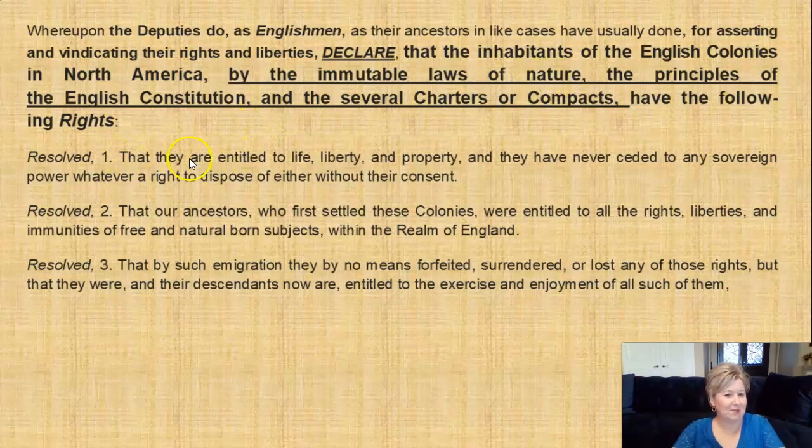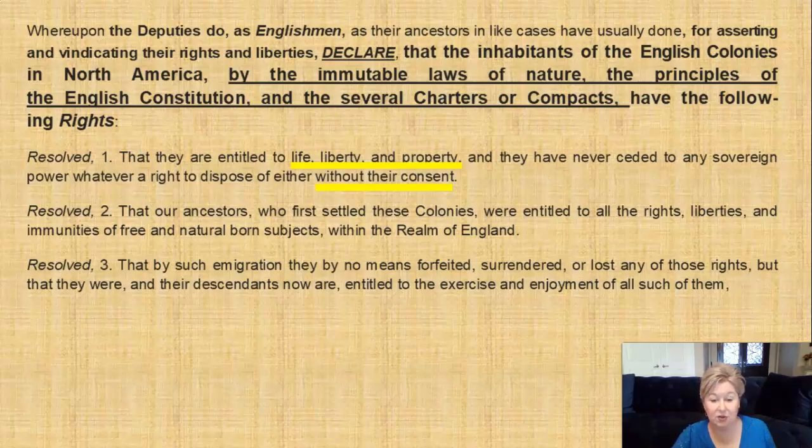Resolved. This should all sound familiar too. Get your highlighter ready. Resolved. Because of all that, here's what we declare. We are entitled to life, liberty, and property. There's that phrase, life, liberty, and property. We've never ceded to any sovereign power whatever a right to dispose of either of those without our consent. We have to give our consent before you can mess with our life, liberty, and property.